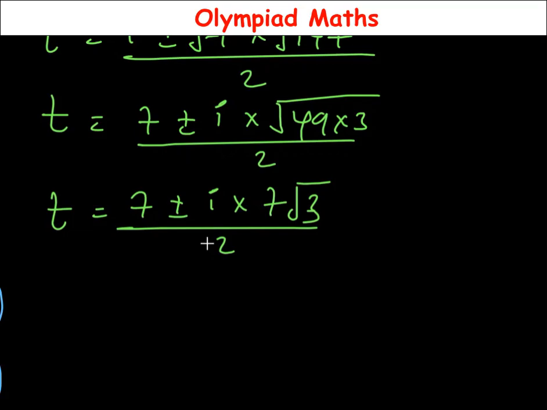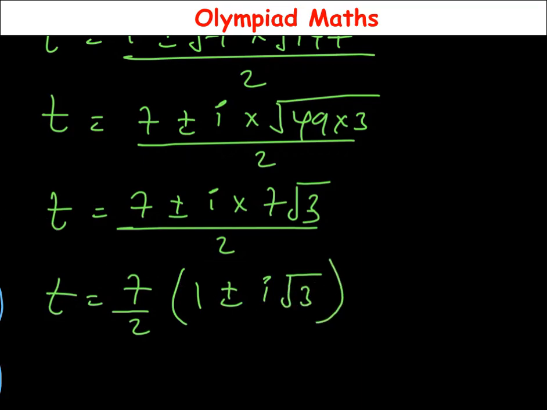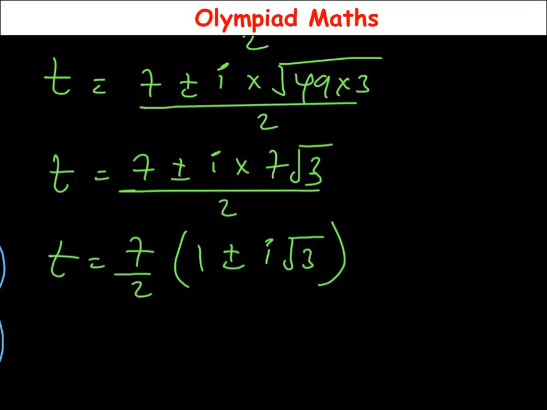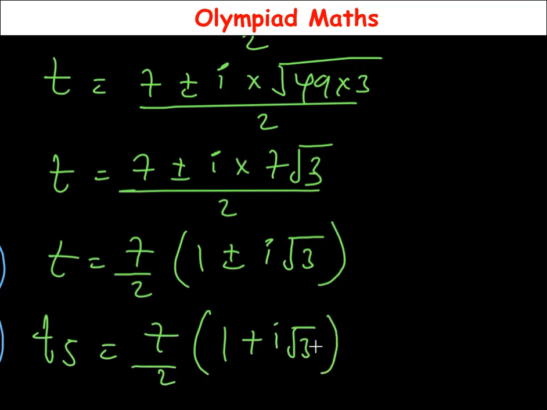From here, factorize out 7 over 2. t is equal to 7 over 2, then you have it as 1 plus or minus i root 3. Such that with this, we've gotten the value of t, and the value of t5 is equal to 7 over 2 in brackets 1 then plus i root 3, and the value of t6 is equal to 7 over 2 multiplied by 1 then minus i root 3.